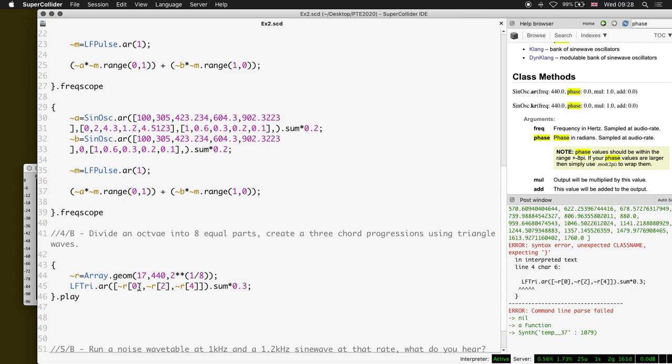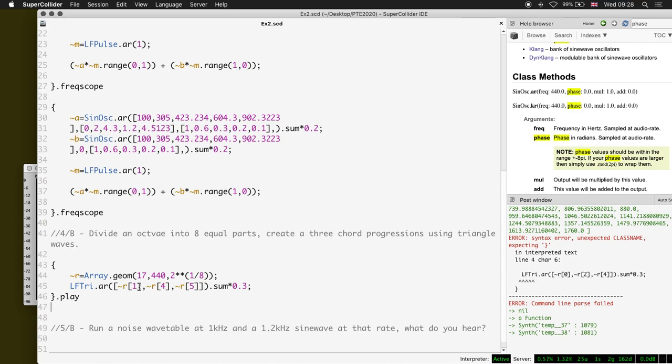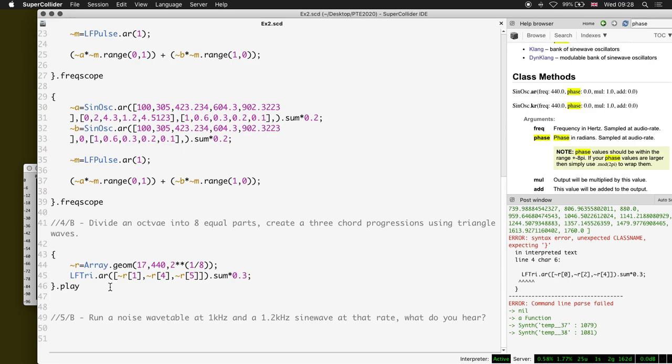Let's see what happens with 1, 4, 5. Better. Okay, well that's the exercise. I will cut it short. I won't go into funny ways of doing stuff with this.